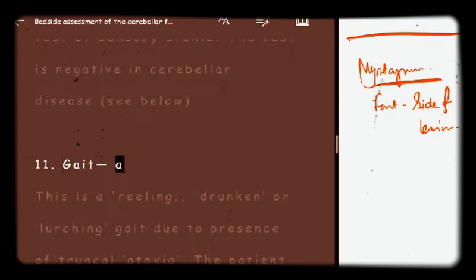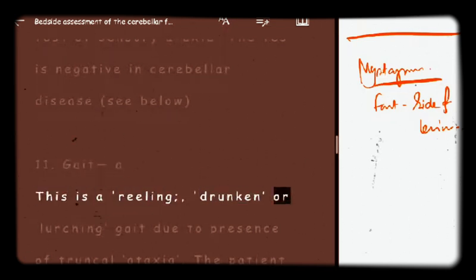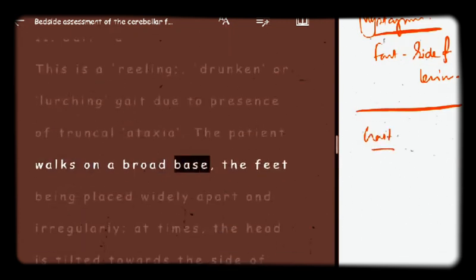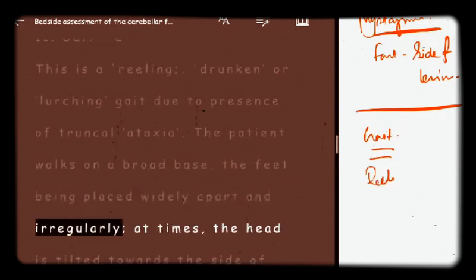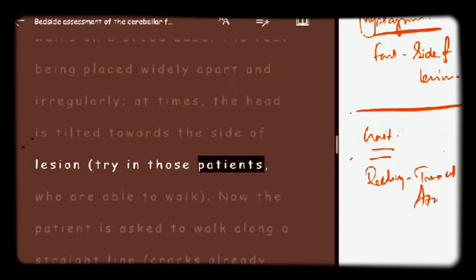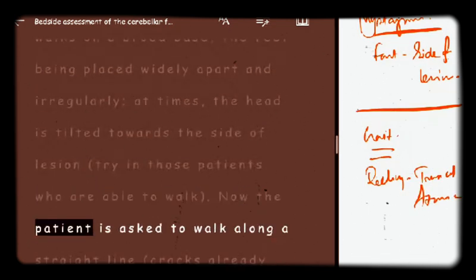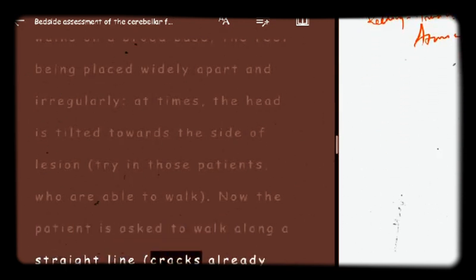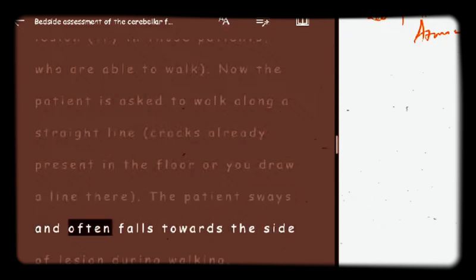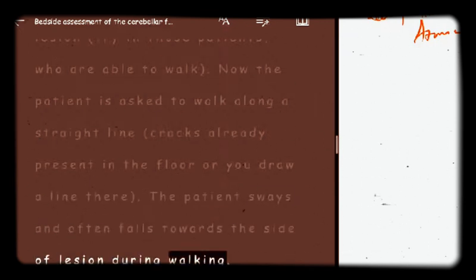11. Gait: a reeling, drunken or lurching gait due to presence of truncal ataxia. The patient walks on a broad base, the feet being placed widely apart and irregularly. At times, the head is tilted towards the site of lesion. Try in those patients who are able to walk. Now the patient is asked to walk along a straight line, cracks already present in the floor or you draw a line there. The patient sways and often falls towards the site of lesion during walking.